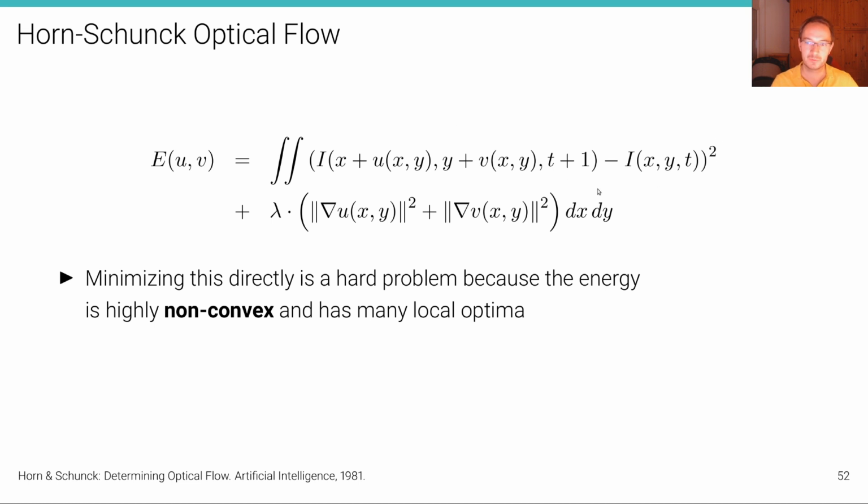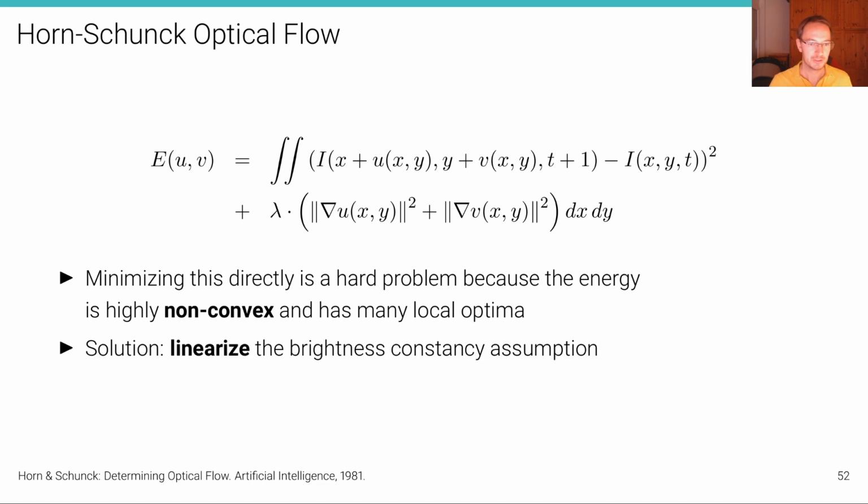It doesn't come from the square, which is a quadratic function and is convex, of course. So what is the solution to this? Well, the solution is to linearize the brightness constancy assumption.